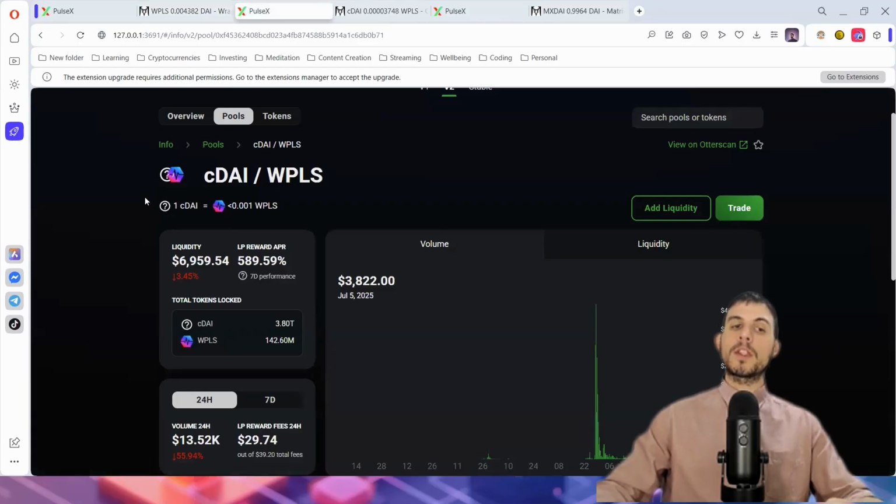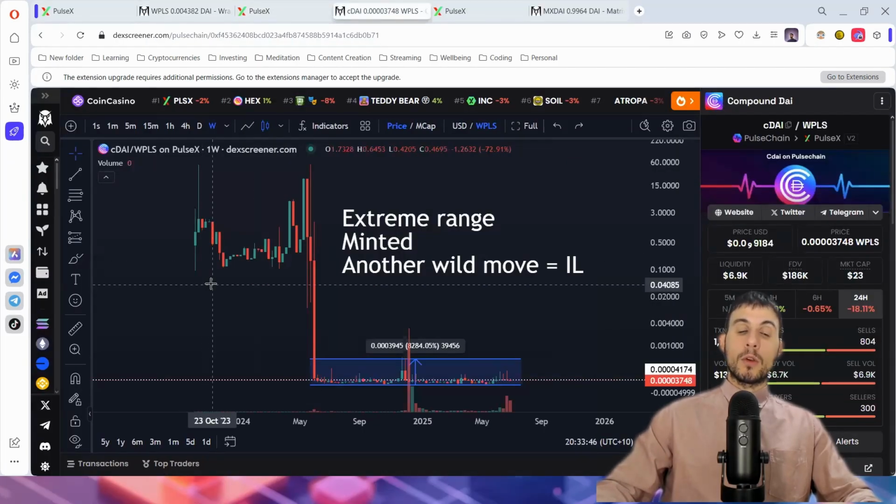Now, looking at CDAI and Pulsechain. So at the moment, there's just under 7,000 in liquidity with 589% LP rewards, with 13,000 volume. Now, obviously, the volume is what determines the LP rewards based on the liquidity. So this is a very attractive liquidity pool. 586% is phenomenal. When you look at the chart, it also tells a story of being very beautiful.